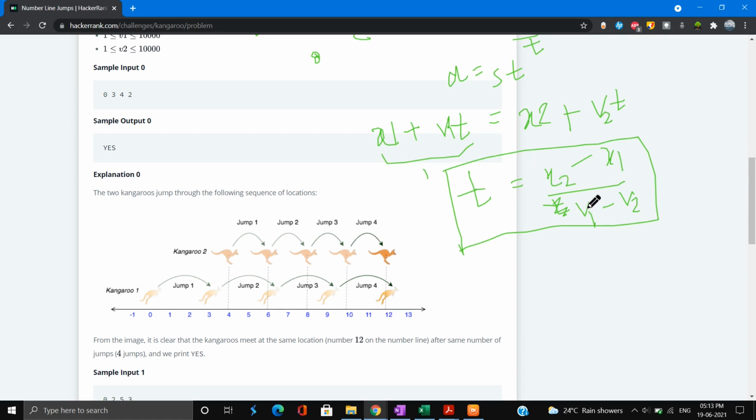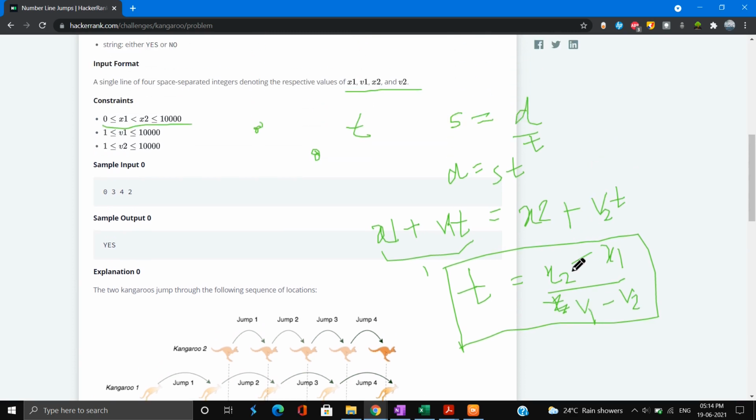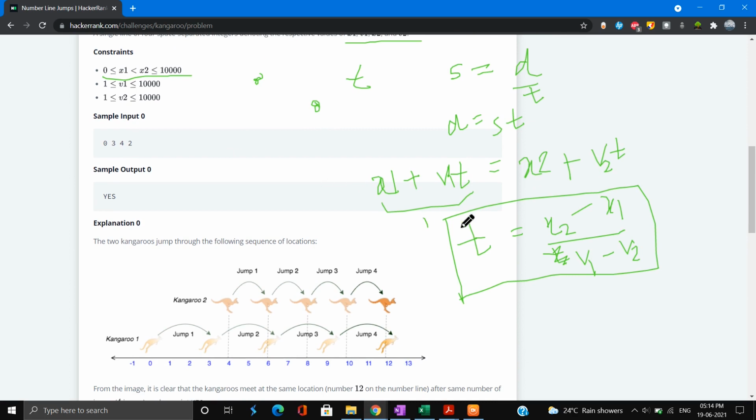So when can this time be an integer or zero? For that, first we have to check some relation between v1 and v2, right? And the time should also be positive, it should not be negative. As we know from the constraint itself, x2 is greater than x1. So we want v1 to be greater than v2 for kangaroo 1 to cross kangaroo 2 and reach its location. So we want one constraint: v1 should be greater than v2.